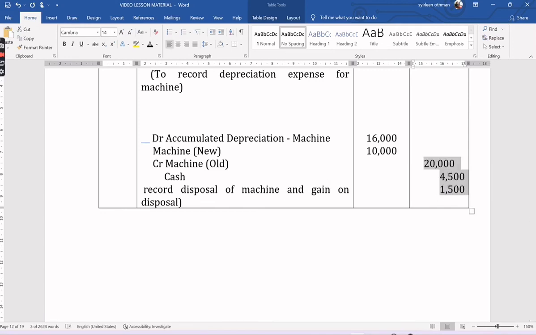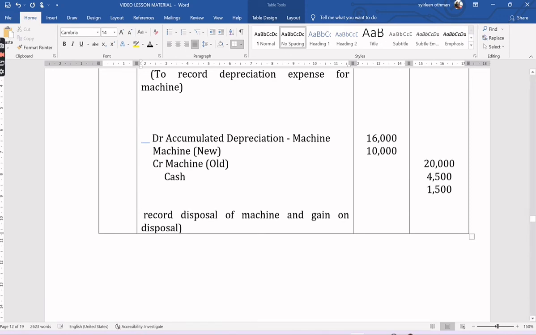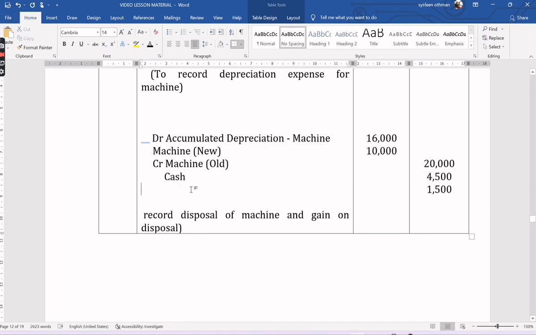Then how much you need to top up? Okay, so saya kena bayar 4,500. Betul kan? I kena bayar 4,500. So that means cash paid will be 4,500. And please, do not write here cash paid, cash received. There is no such thing as cash paid or cash received. The only ledger we are using is cash. So kita bayar 4,500.